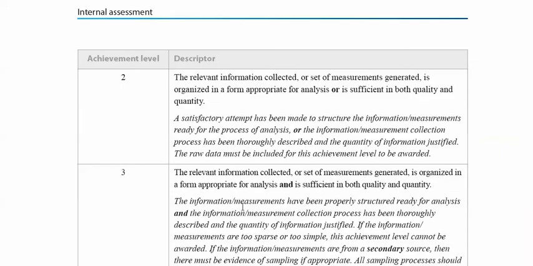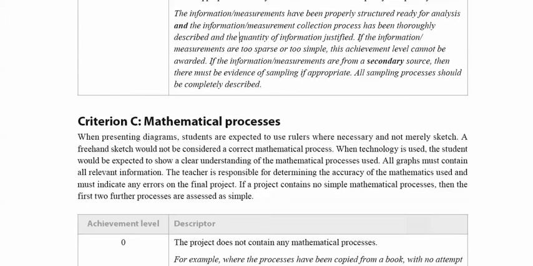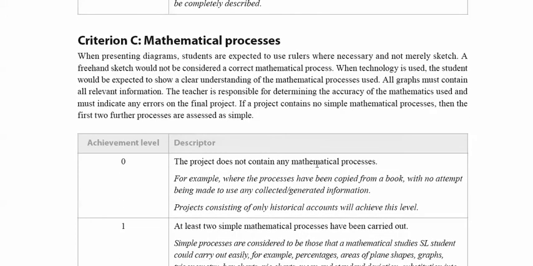Okay, so let me go back to that. So you've got sufficient in both quality and quantity. The data's organized. How you sample the data is very, very important. That really kind of pushes it towards a 3 if you talk about how you collect that data. Okay, so moving on to the next thing, the mathematical processes. Now this is worth the most marks.